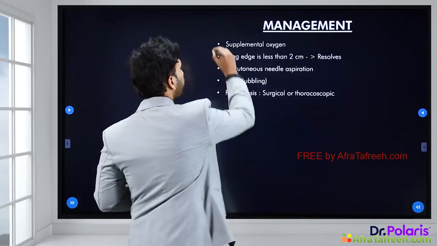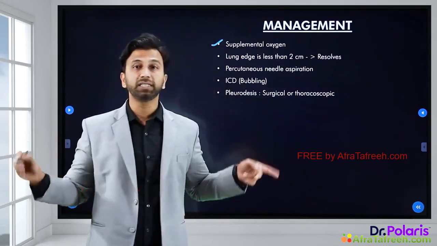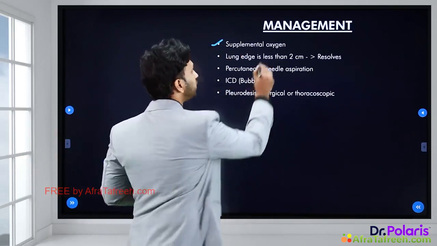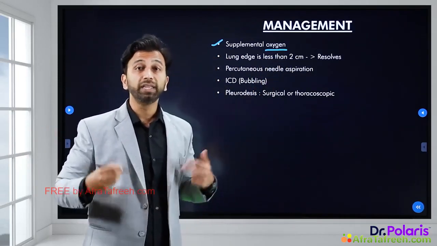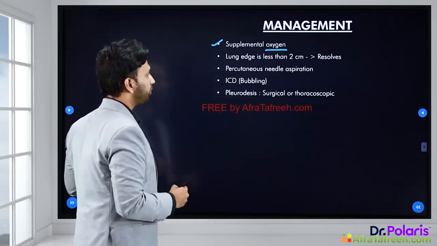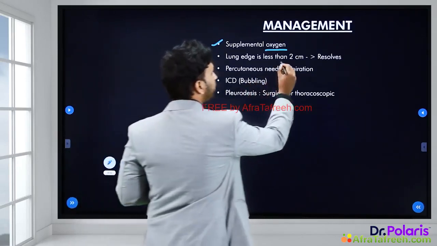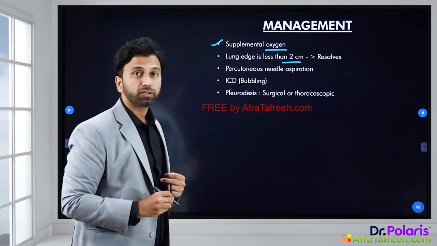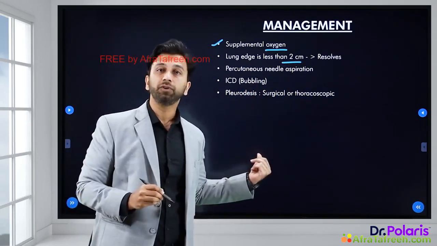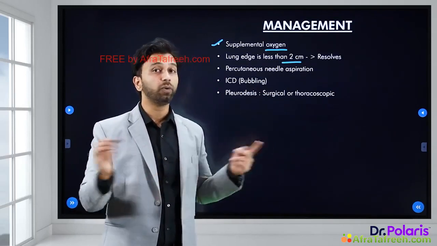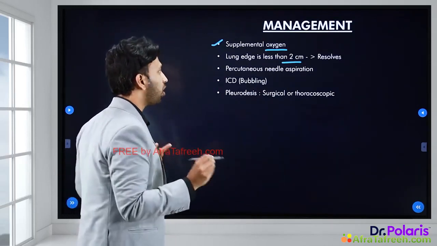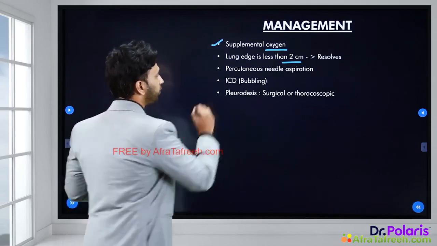So what is the treatment of an individual with pneumothorax? Supplemental oxygen. By providing oxygen, not only can you improve the oxygenation, but you can also improve the absorption of collected air. If the lung edge is less than 2 cm, it usually resolves. Or if it is a closed type of pneumothorax, it usually resolves. It usually absorbs. You need not do any other form of aspiration or intercostal drainage.